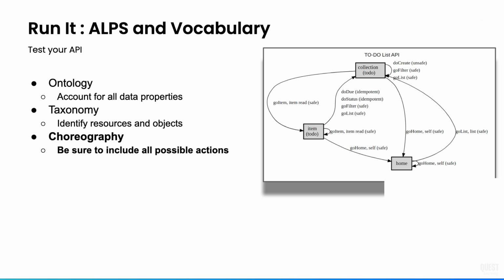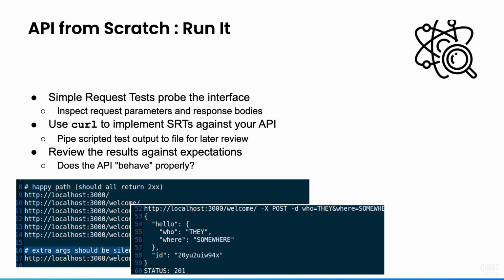Finally, we need to test the connections, the actions between every single resource, moving from the home to the collection, from the collection to the item. What's valid in each step? Can I do a filter, a status, a due date check, or update at this particular stage? We're going to have to test all of those items. And you can see that's actually quite a few things to test.